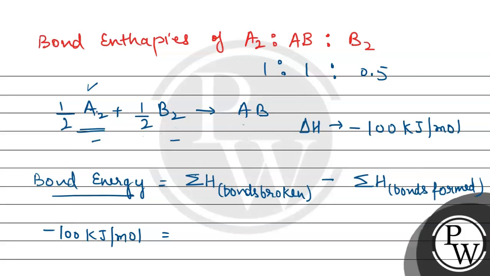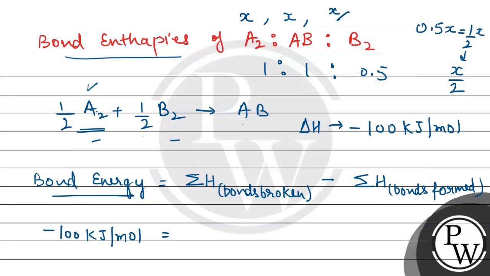And now the bond enthalpies जो हमें given है of A2, AB and B2 are in ratio में. So अगर हम let कर लेते हैं A2 के लिए enthalpy is x. So जो हमारे पास AB होगा उसके लिए भी enthalpy हो जाएगा x, and जो हमारे पास B2 होगा उसके लिए enthalpy will be 0.5x हो जाएगा, and 0.5x को हम लिख सकते हैं 1/2 x, hence it is x by 2. So here we will write x by 2 for the B2.